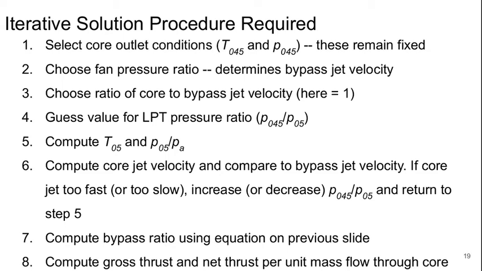If the core jet is too fast, we increase P045 over P05. If it's too slow, we decrease P045 over P05 and go back to step 5. We basically repeat steps 5 and 6 until the core and bypass jet velocities are in agreement to within the ratio that we've specified. And then we can use the equation on the last slide to compute the bypass ratio, and then we can get the gross thrust and net thrust per unit mass flow through the core.